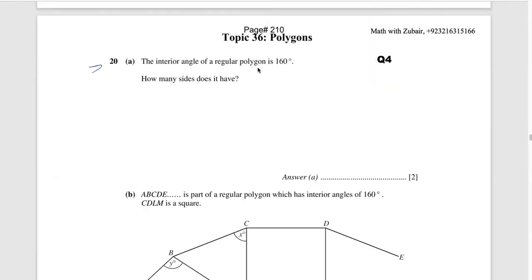The interior angle of a regular polygon is 160. How many sides does it have? You've already been through one of these questions. Interior is 160, so exterior should be 20, and number of sides is 360 by exterior. Answer should be 18. Answer is 18.